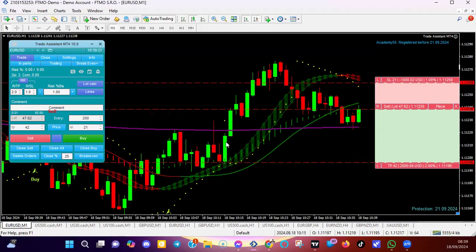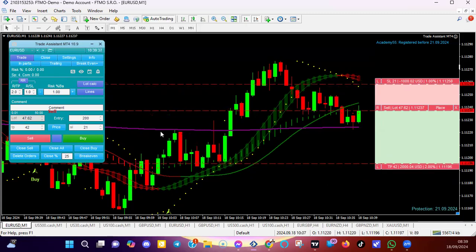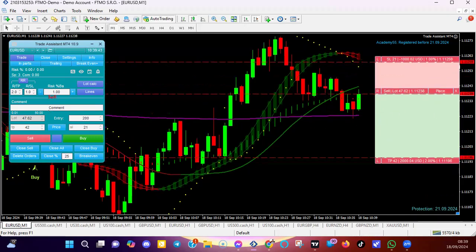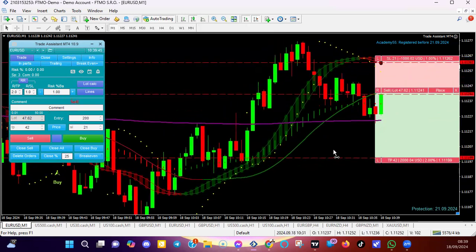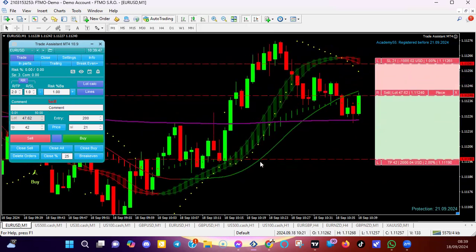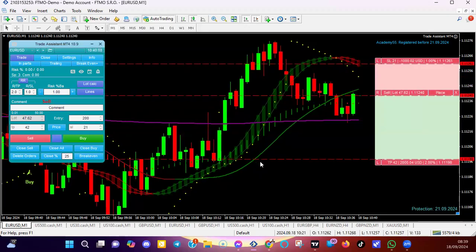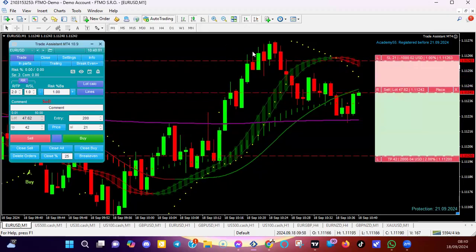Got a little bit of imbalance on this candle here, and then down here. But they're quite happy to spend a bit of time along the purple line, which we see very often. And recognizing we are in quite a small zone.